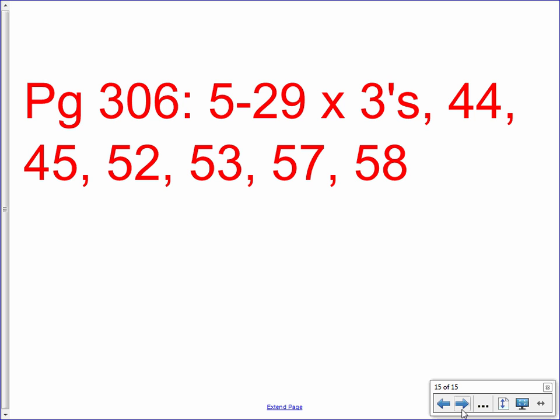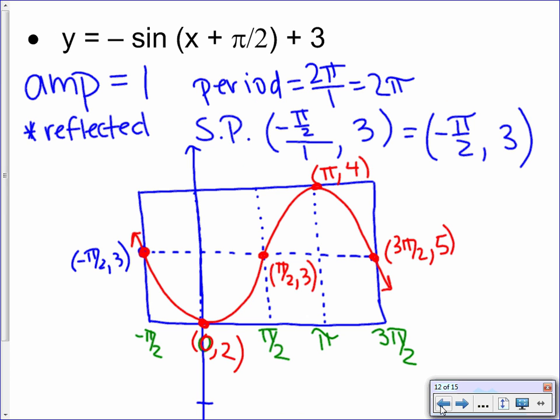Okay? Yes? For the last example, it was 5, and I thought it was 3. Yeah, it should be 3. Thank you.